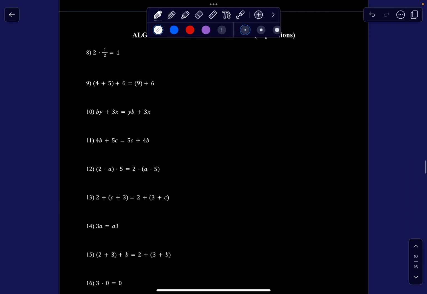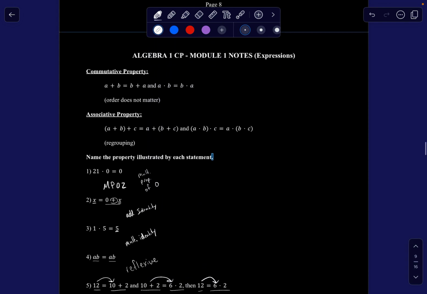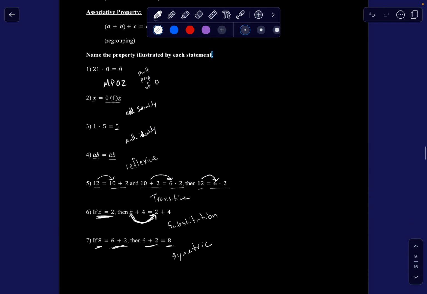Okay, and we could go on and on here. I'm going to do some of these, and you can copy them down from the notes, but if you have any more questions, just ask.